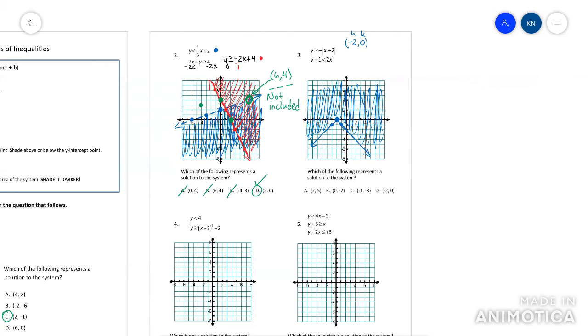You need to make this in mx plus b form, so you're going to have to add 1. So it's going to be y is less than 2x plus 1. Make that 2 over 1 so you can see your slope a little better. Start at your y-intercept of 1. You are rising 2, running 1.